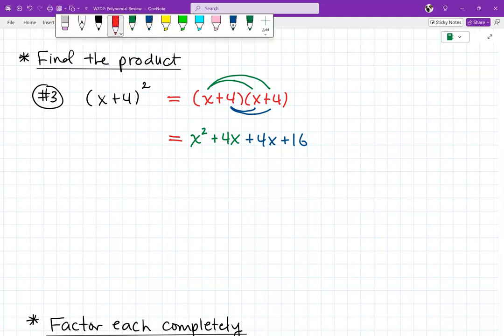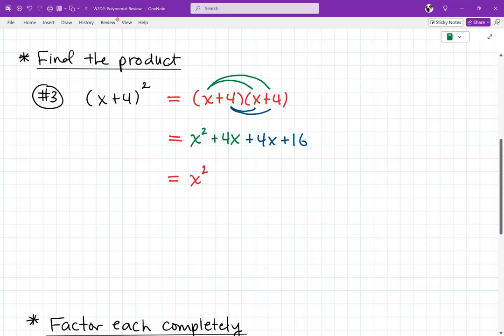Now, there is no x squared term other than the first one, so I'm not going to be able to combine it with anything else. But the 4x plus the 4x, that's 8x. Okay? And then the plus 16 at the end.